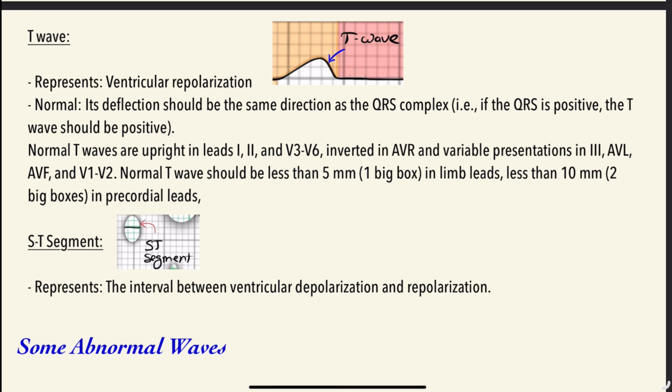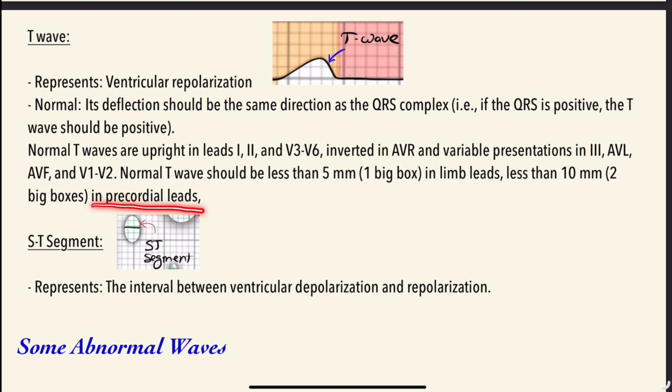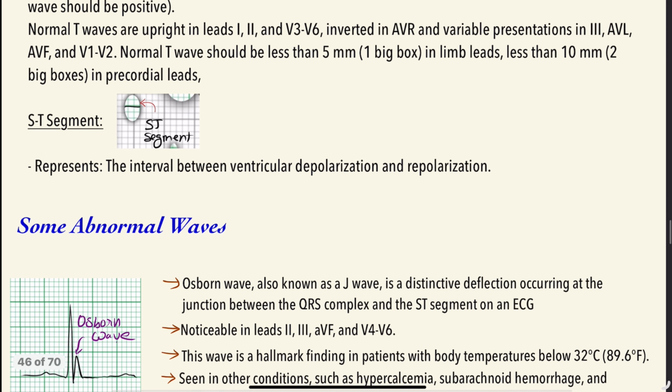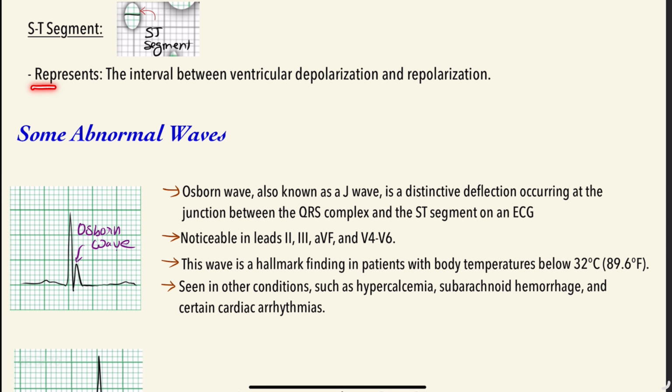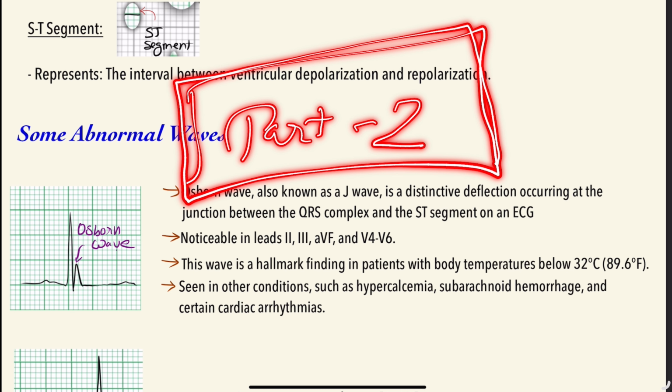The amplitude of a normal T wave should be under 5 mm or 1 large box in limb leads and under 10 mm or 2 large boxes in chest leads. Now let's move to the ST segment. ST segments represent the interval between ventricular depolarization and repolarization. We'll talk about ST segment elevation and depression in part 2 of our ECG series.